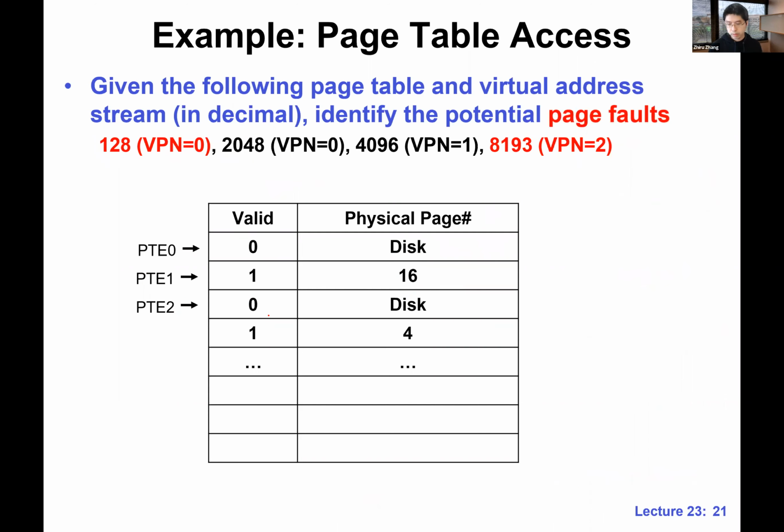And this is a sequence. Over here, there's a page fault, VPN 0, and the valid bit is 0. The second one, this is already handled, is no longer 0, so there's no page fault. And this one, we access this PTE, is not a page fault. This one is a page fault because we are accessing PTE 2.